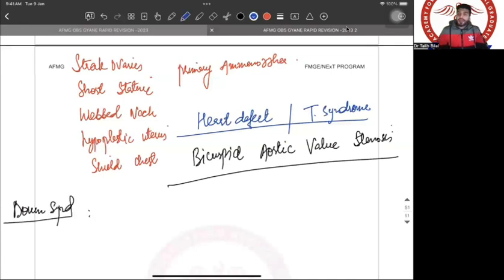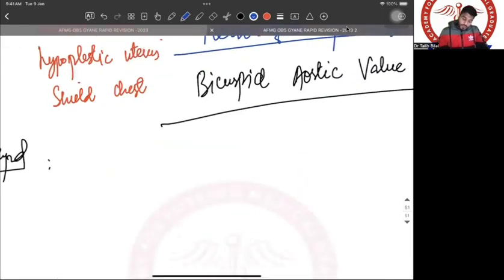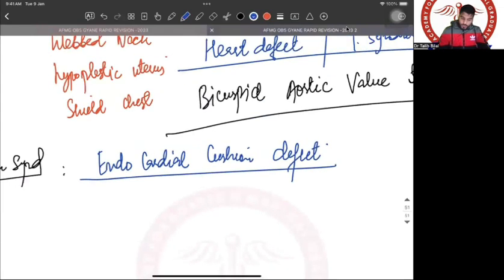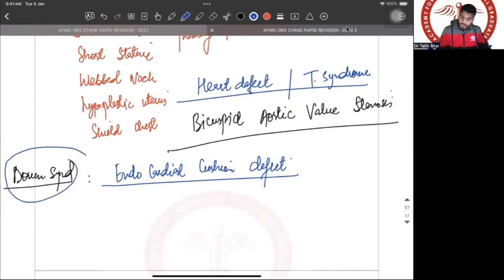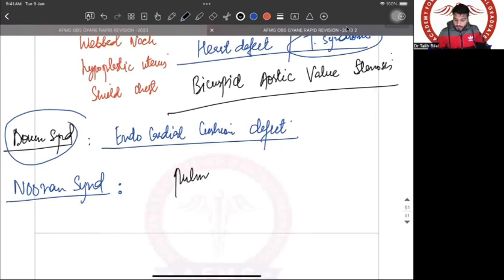My dear students, if I talk about Down syndrome, please remember the most common cardiac defect associated with Down syndrome is endocardial cushion defect. Okay, these two heart defects you will remember, guys: Down syndrome and Turner syndrome. One more syndrome, guys, Noonan syndrome. The heart defect you will remember in Noonan syndrome is pulmonary stenosis.